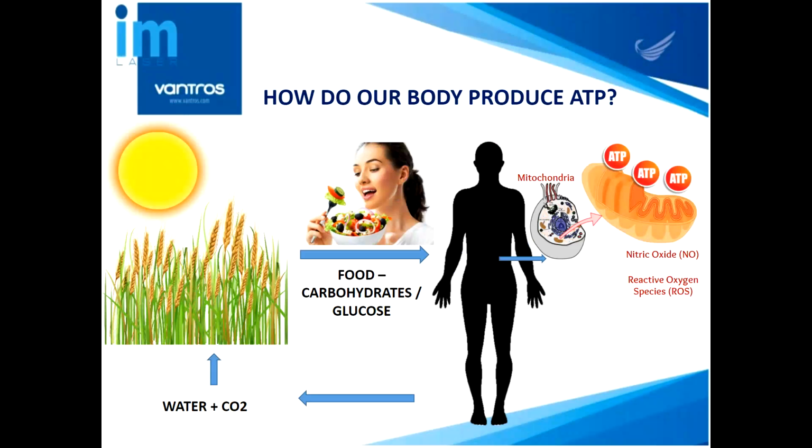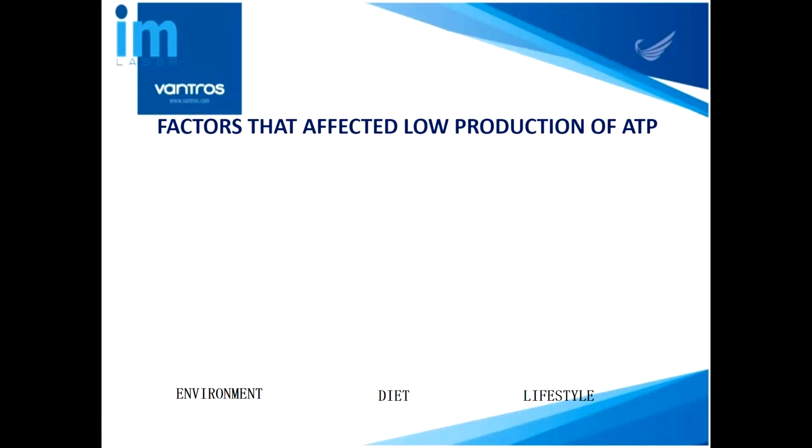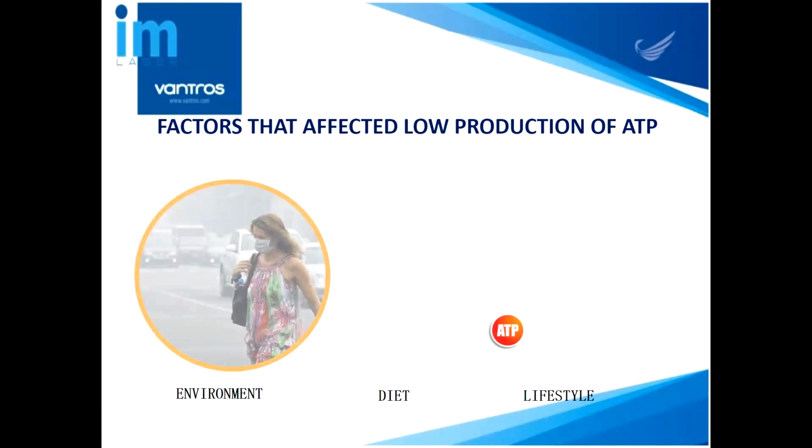So during the process of producing this ATP, our body also produces nitric oxide, NO, and also reactive oxygen species. These two will be explained later, what their functions are, and they are very crucial for our health. Okay. So since we talk about cells, we talk about ATP, and then the function, all this. So what factors actually affect the production of our ATP, or in other words, make it low production?